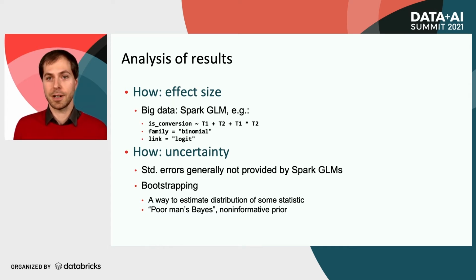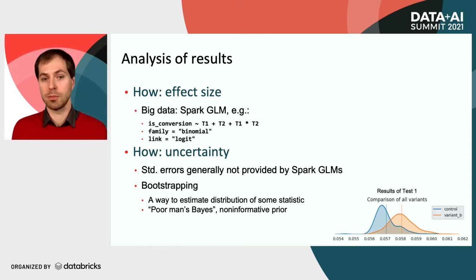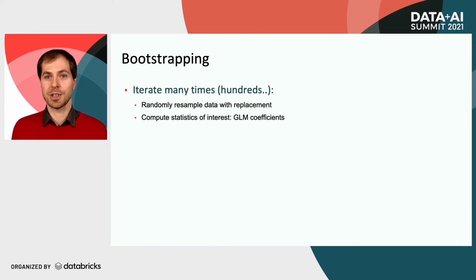So Bayesian inference, that's often talked about in A/B testing, and really it's a good approach, but often infeasible, especially if you have really big data, then it's hard to do Bayesian inference. So this is a poor man's Bayes with non-informative prior, which is often desirable anyway. And then you can get distribution using bootstrapping that looks like this. So what is bootstrapping? It's very simple, actually. You just iterate many times, hundreds of times, ideally thousands of times if you can afford it.